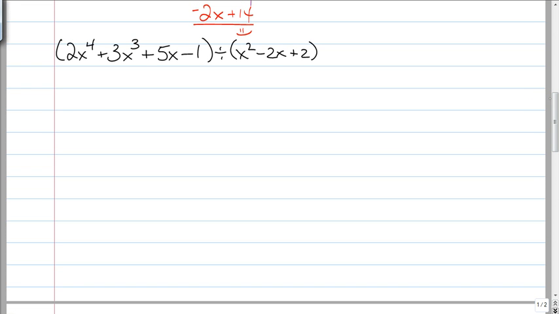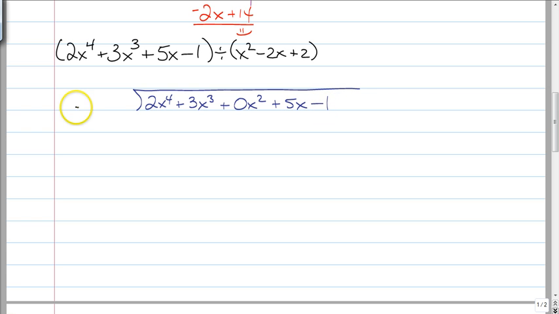So, next problem. One other key. You always have to go in descending order without skipping any terms. So inside we have 2x to the 4th plus 3x cubed. But notice an x squared is supposed to come next, but there isn't one. You need to put a plus 0x squared as a placeholder because you must have columns as you're dividing. So then we have our plus 5x minus 1. And, of course, our x squared minus 2x plus 2 is going to come out in front.